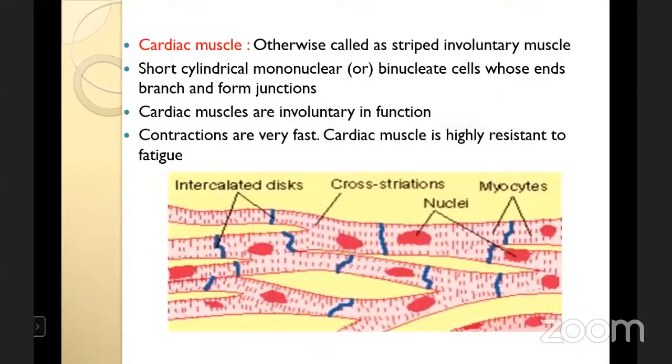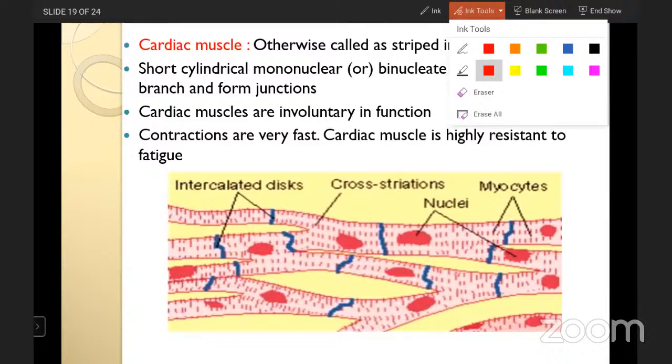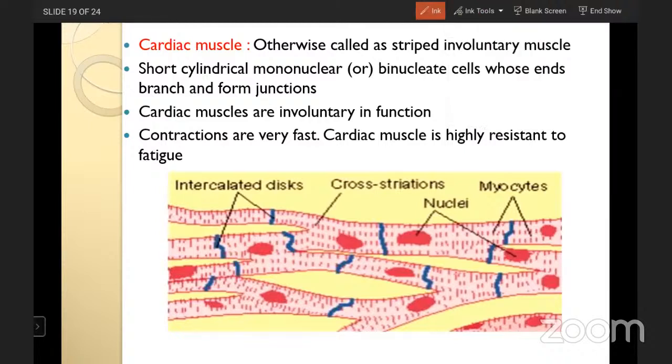Cardiac. The third type of muscles is the cardiac muscles, otherwise called as striped involuntary. So here when we are observing the structure, it is also having the stripes, but function is involuntary. Means this is a combination of striated and non-striated. Short, cylindrical, mononuclear or binucleated cells, whose ends are branched. Here you are able to see the branches. Cardiac muscles are involuntary in function. They are not in our control.